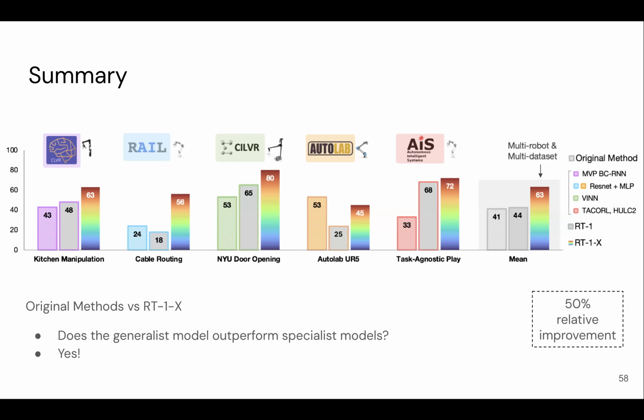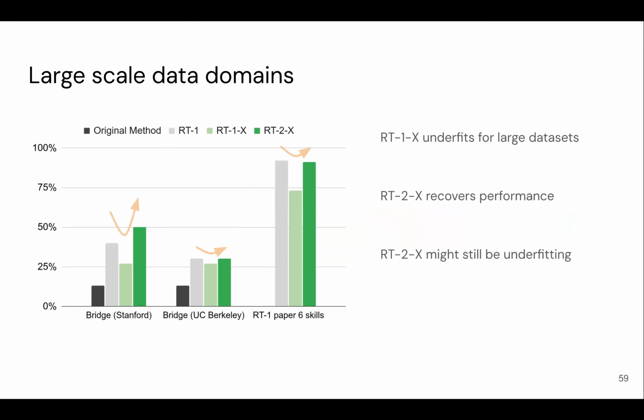And all of this is open source and can be used to hopefully improve results across the field. One thing that we did see though was when we had huge data sets, like the Google data set that we had collected, some of the Bridge data set from Stanford and Berkeley, we didn't necessarily see the gains that we would hope with RT1. And essentially what happens is when you train on everything, we end up underfitting. So we then trained RT2, a very large model, and we see that it actually learns from that and recovers the performance that we expect.